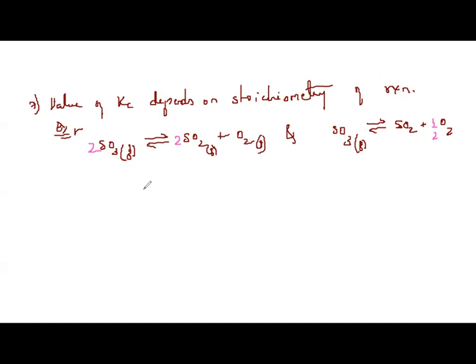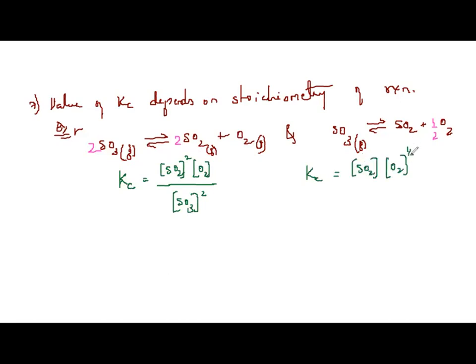When we write the equilibrium constant for the first equation, Kc is equal to products over reactants: concentration of SO2 raised to 2, concentration of O2 raised to 1, divided by concentration of SO3 raised to 2. For the second equation, Kc is equal to concentration of SO2 raised to 1, concentration of O2 raised to half, divided by concentration of SO3 raised to 1. So both equilibrium constants are different.